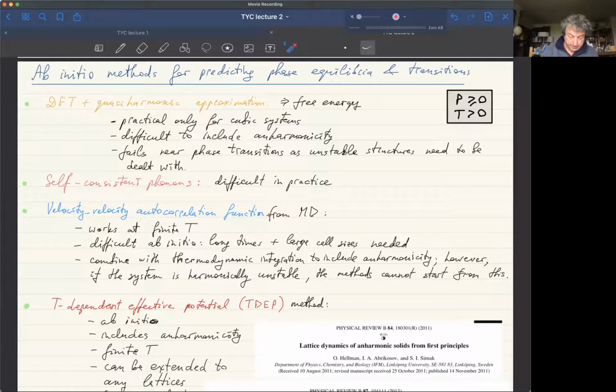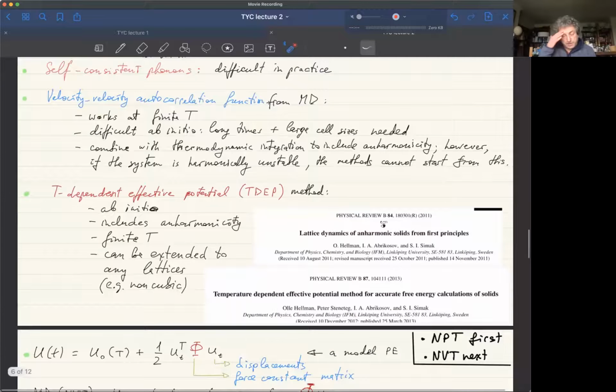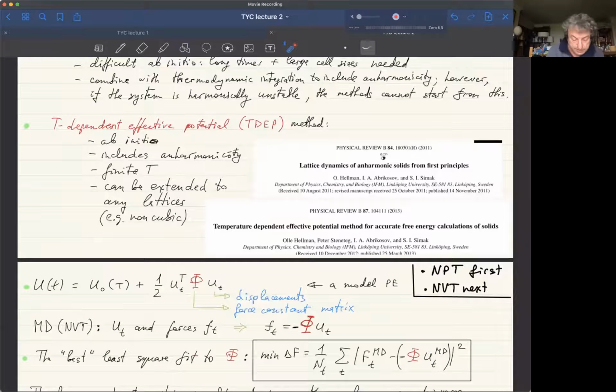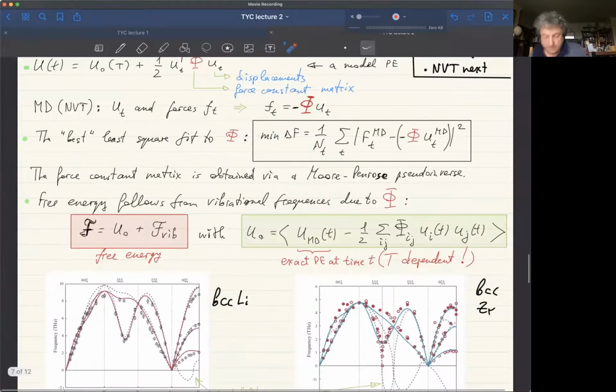So this method allows you to run calculations. It's called the temperature-dependent effective potential method. It can be based on ab initio, includes anharmonicity naturally, can run at finite temperatures, and can be extended to any lattices, not necessarily only cubic lattices. I will give you on a single slide just some idea of that method.